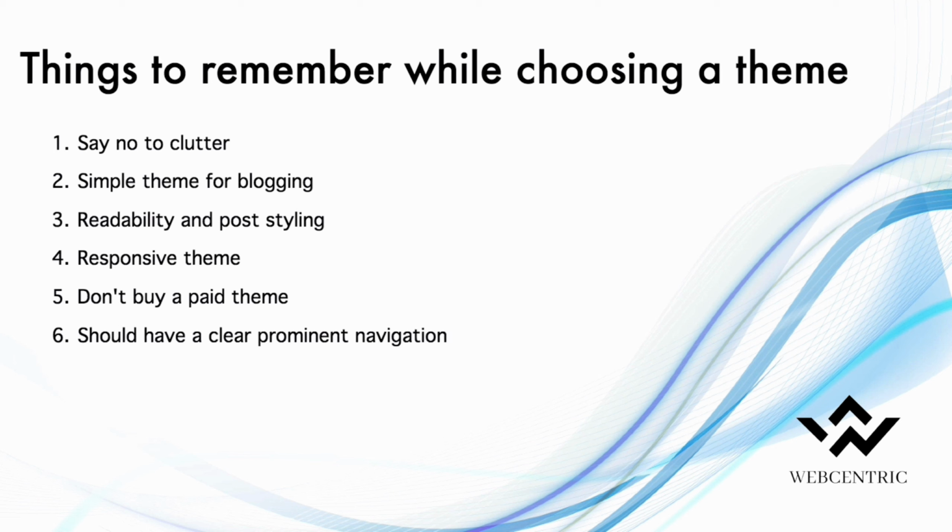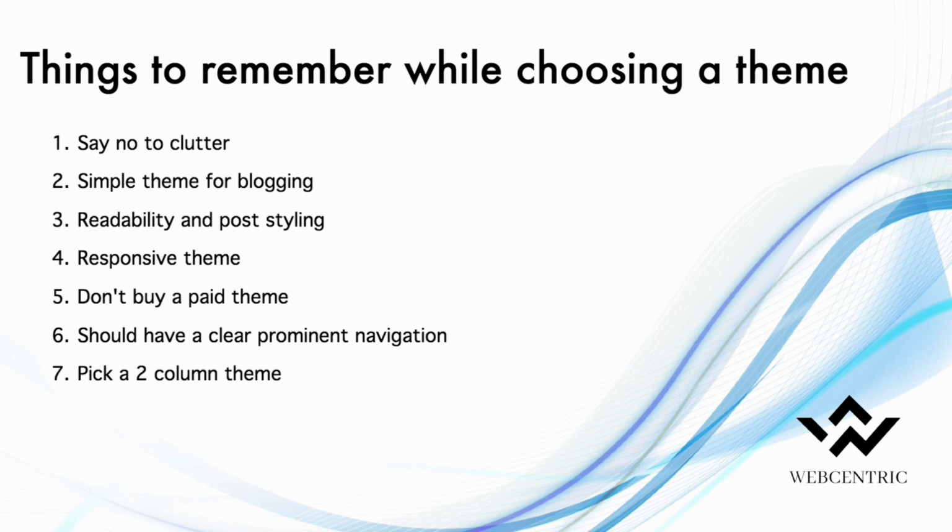The sixth thing to remember is you should have a clear, prominent navigation. You should not have a cluttered navigation. Navigation is what most niche affiliate marketers miss. They think that if I have 10 blog posts on my website, it's going to start ranking. But no, navigation is important. Links in the sidebar are important. You have to pick a theme which has clear navigation and does not have clutter in the navigation.